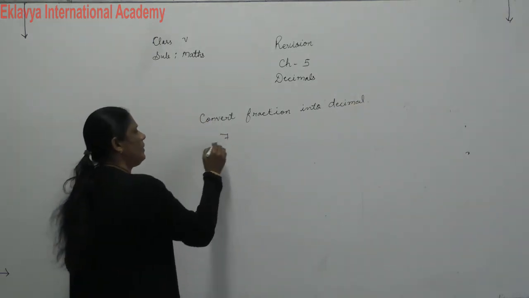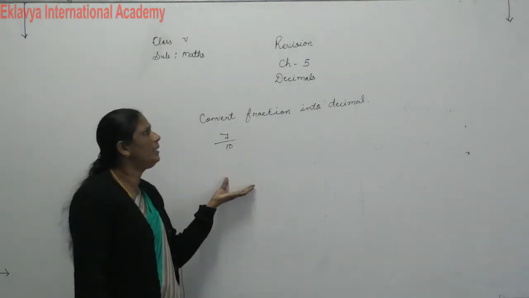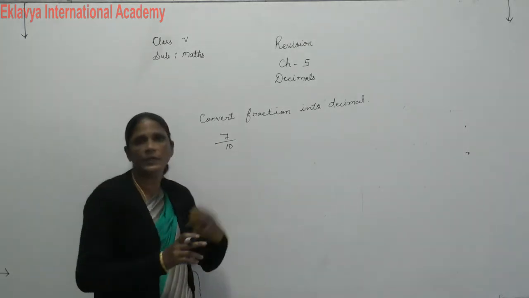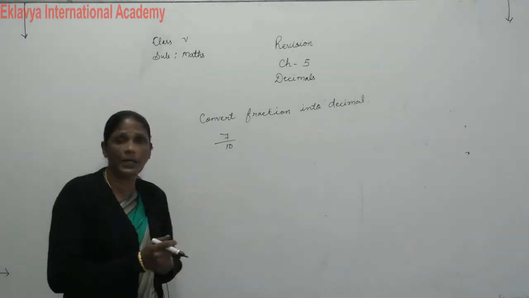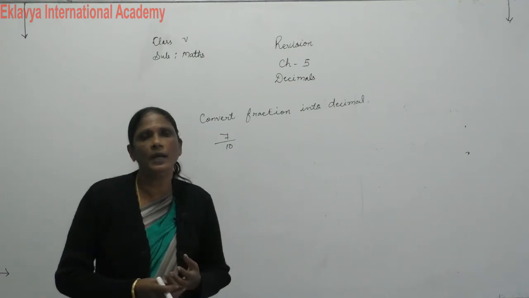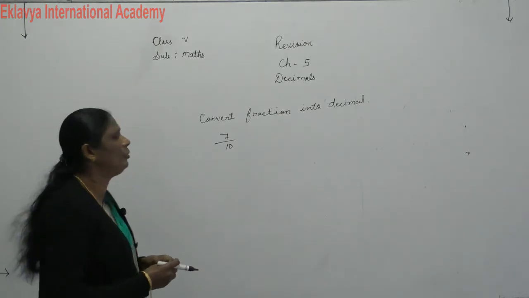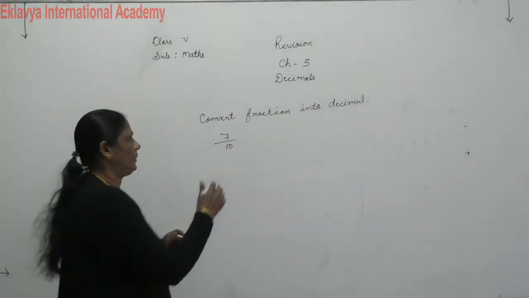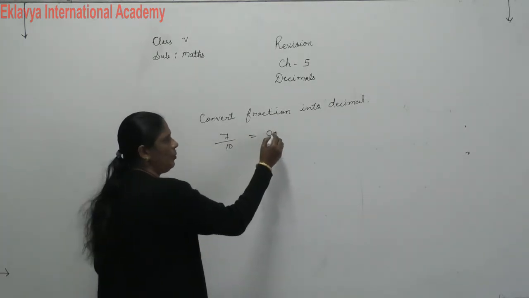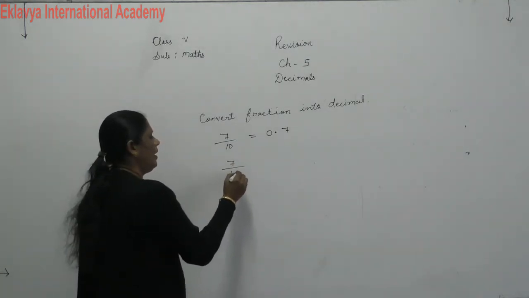Then 7 upon 10. This is a fraction. This we convert fraction into decimal. This means we divide by 10. We remove one digit from the right hand side of the number. How many digits we remove? One digit we remove from the right hand side of the number. What is our answer? 0.7. Then 7 upon 100.